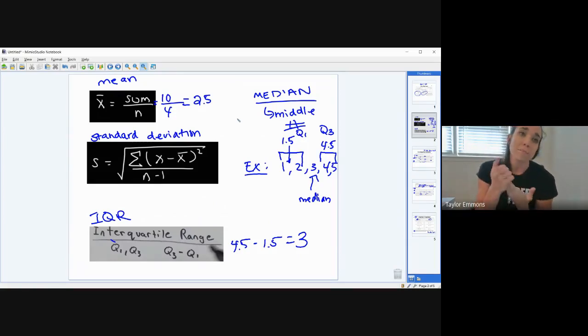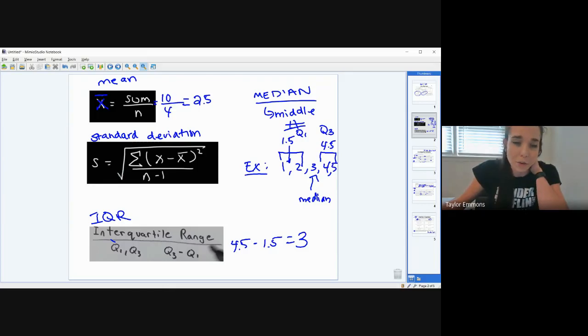In order to find the mean, which is this X bar up at the top, you're going to add up all of the numbers and then divide by how many terms you've got. This right here is your standard deviation formula.